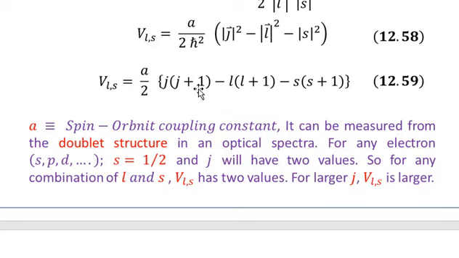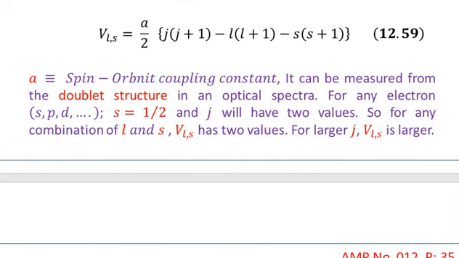Then you put the value of J over there, and of course for the case of these single electrons, the number of values of J will be 2. So it means that there are two possible values of VLS. And VLS is actually the spin orbit coupling energy, or the energy that gives you the fine structure energy.